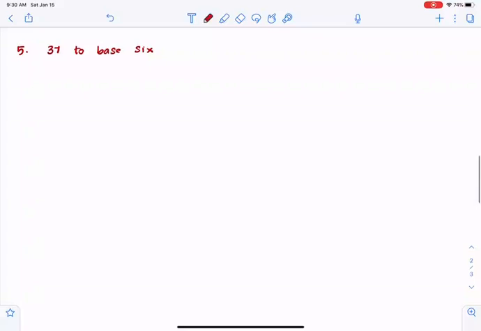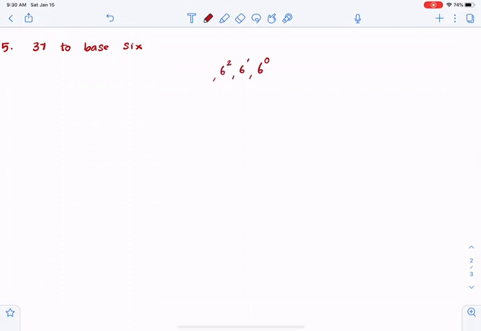So we start by writing our powers of 6. So 6 raised 0, 6 raised 1, 6 raised 2, 6 raised 3, keeps on going. 6 raised 0 is 1. 6 raised 1 is 6. 6 raised 2, 36. 6 raised 3, 216. And it keeps on going.